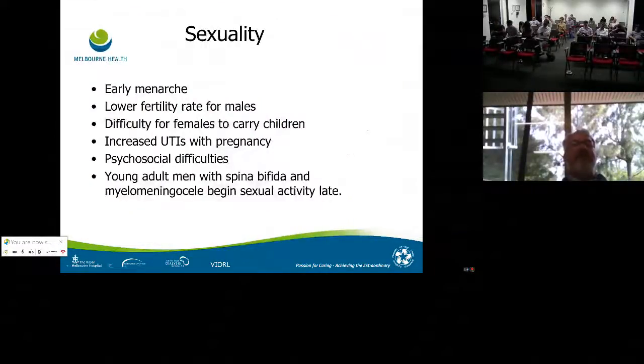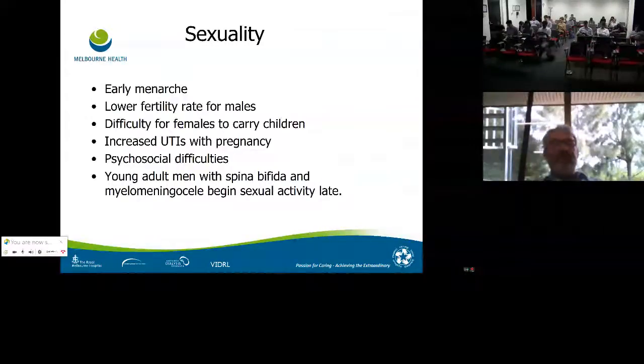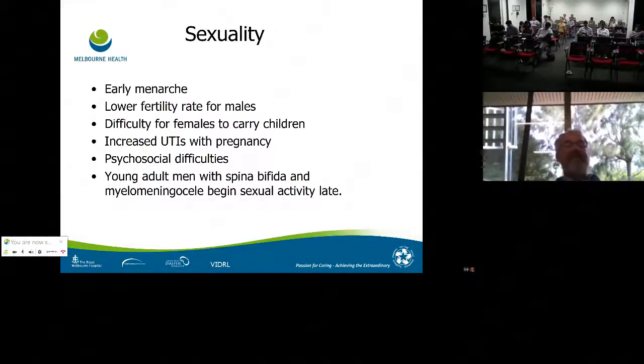Sexuality obviously becomes a greater issue as people go through the menarche or puberty. Girls tend to have an earlier menarche. There is certainly a lower fertility rate for males. There are difficulties with females carrying children in terms of the general abdominal contents, the need to be in wheelchairs, etc.